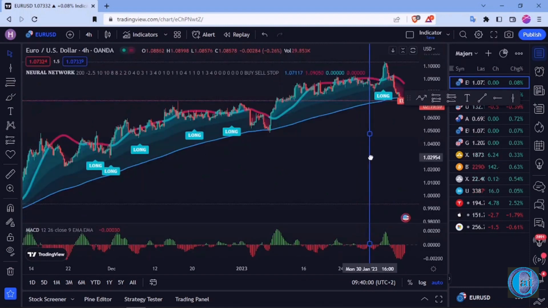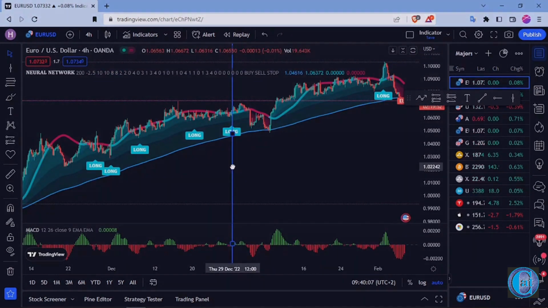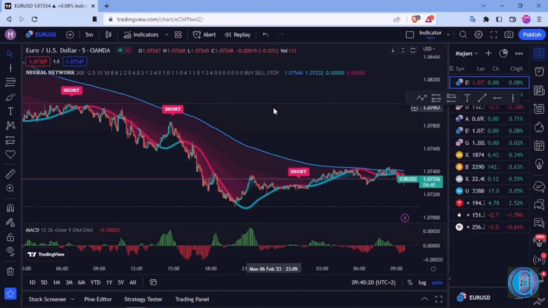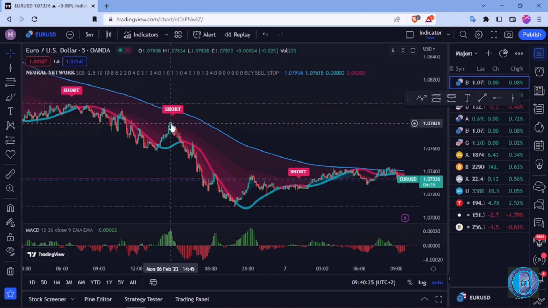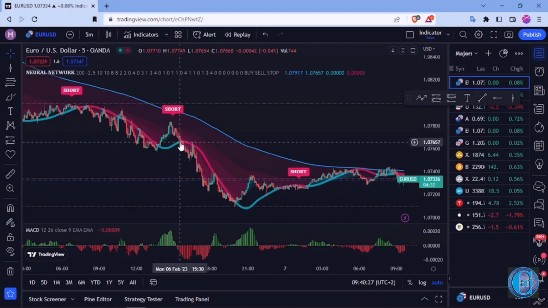You can always expand your indicator window and use the horizontal line function to check your entries. Next, we are going to the 5-minute time frame, and let's take a look at a sell example and show you where to place your stop loss and take profit according to the rules of the trading system.